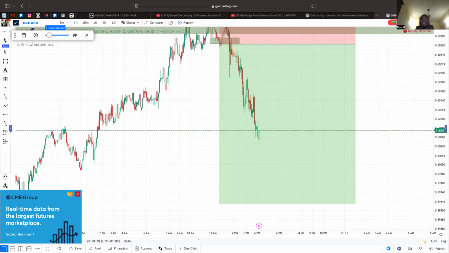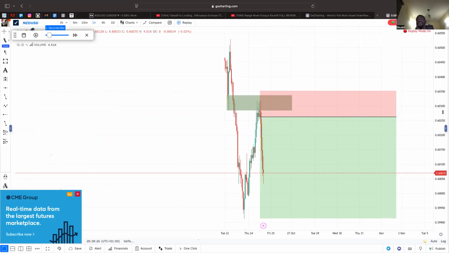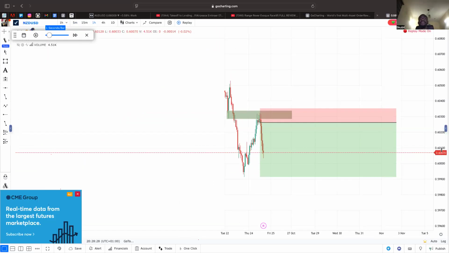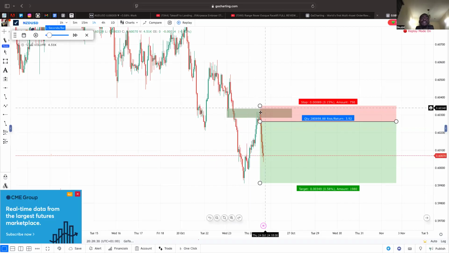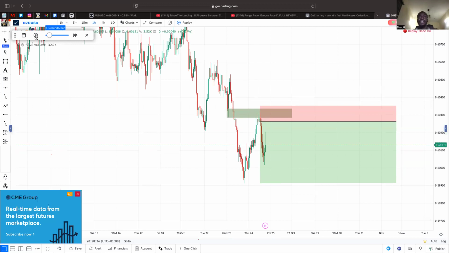Yep, this was actually a very, very simple setup. Let's go to the 1 hour time frame so you guys see what it looks like. So this is the 1 hour time frame. Price went back, tapped that whole support onto resistance, and then we're dropping to the downside.